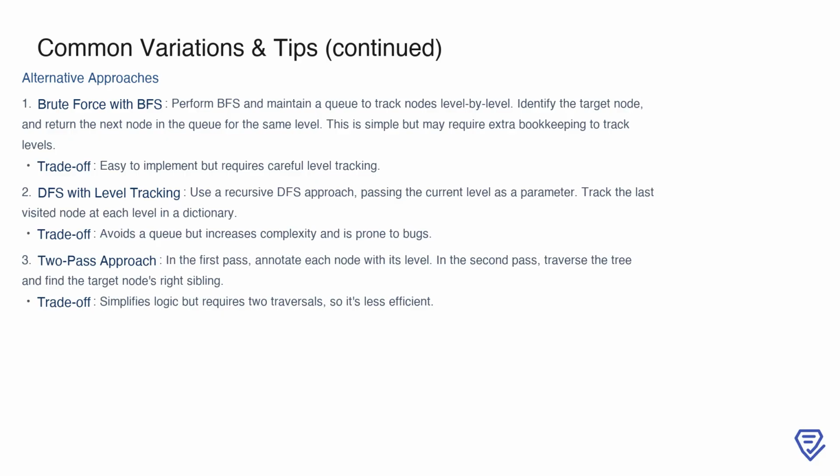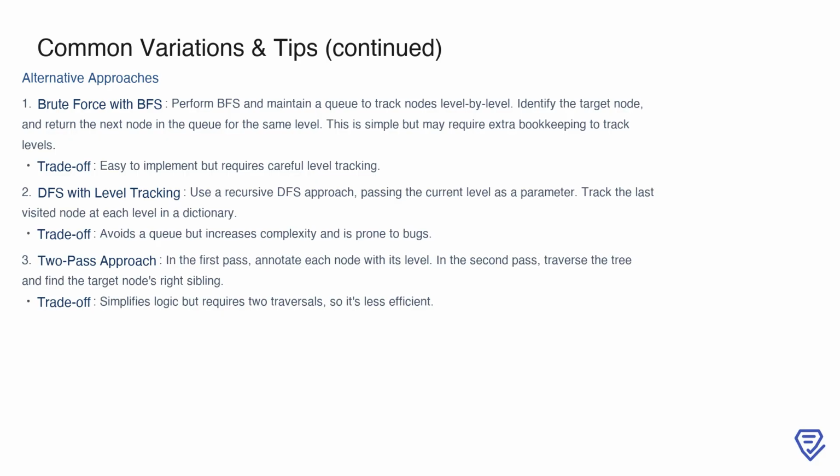The brute force method with BFS involves performing a level order traversal while maintaining a queue to track nodes at each level. Once you locate the target node, you simply return the next node in the queue for the same level. This approach is straightforward but requires careful bookkeeping to ensure levels are tracked correctly.